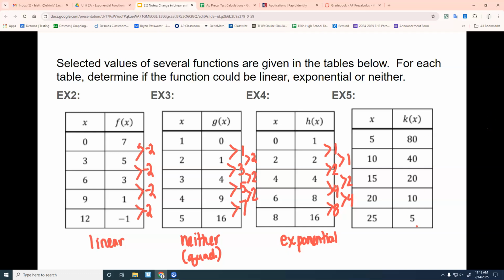And so for that last one, what's happening there? It's also going to be exponential because you are multiplying by 1/2 for that one. So that one would be exponential. We didn't get that very last one, but we almost got done.